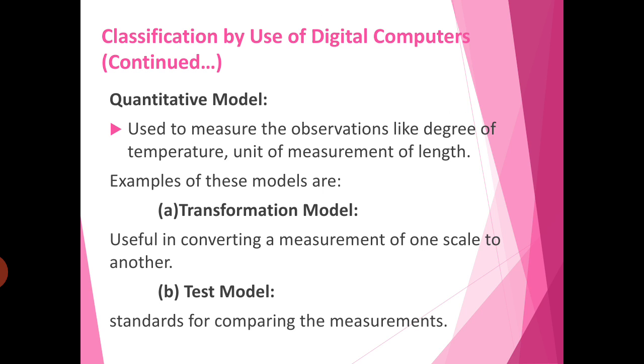Third type is quantitative model and is used to measure the observations. For example, degree of temperature, yardstick, a unit of measurement of length, etc. Examples of quantitative model are transformation models, which are used to convert one measurement to another scale like centigrade versus Fahrenheit. Test models, which are standards for comparing the measurements like a specified standard production control, the quality of medicine, etc.